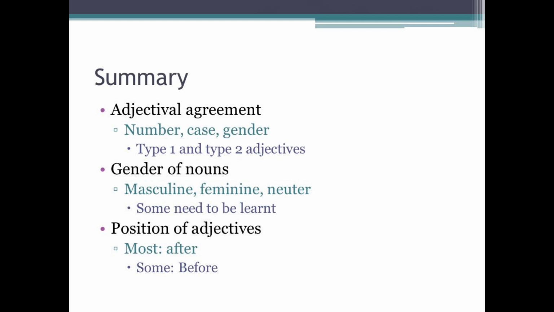Gender of nouns. In Latin, nouns can be masculine, feminine, or neuter, and most will need to be learnt separately, but there are some obvious ones. And finally, position of adjectives. Most adjectives come after the noun they describe. However, some, referring to size or number, come before the noun.